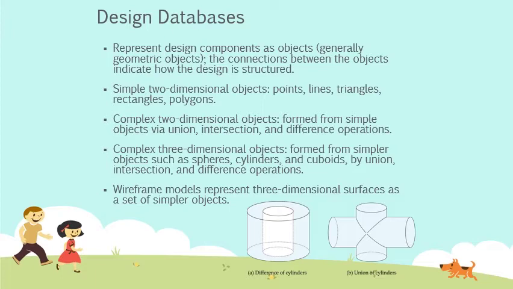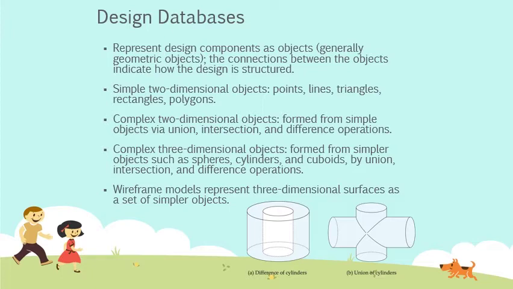The objects stored in a design database are generally geometric objects. Simple two-dimensional geometric objects include points, lines, triangles, rectangles, and general polygons. Complex two-dimensional objects can be formed from the simple objects by means of a union or intersection operation, as well as a difference operation.